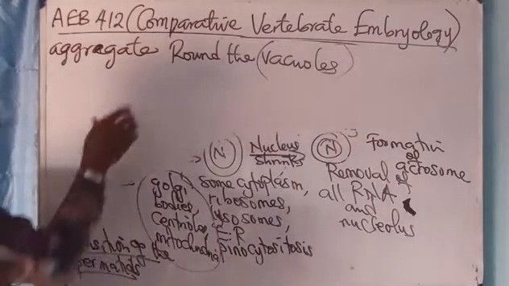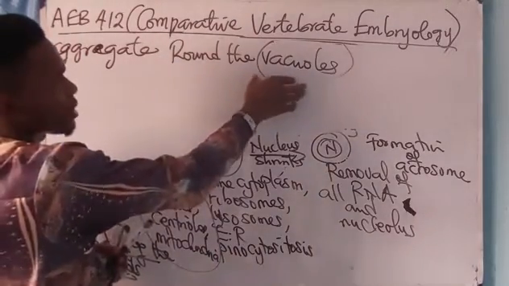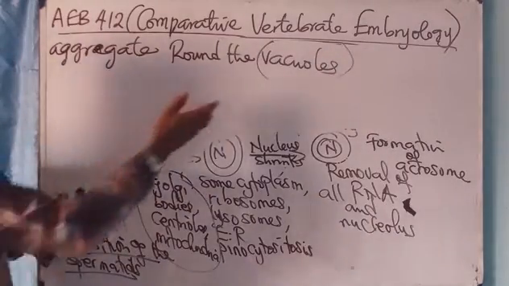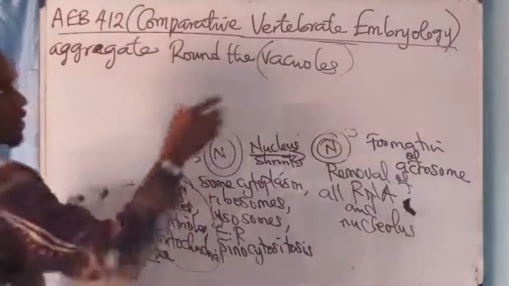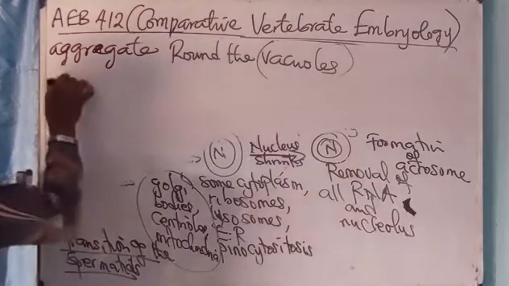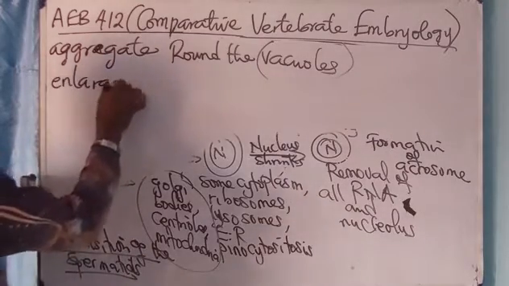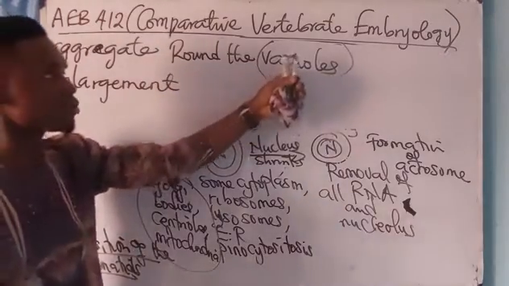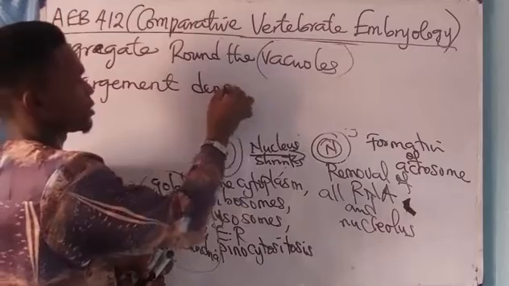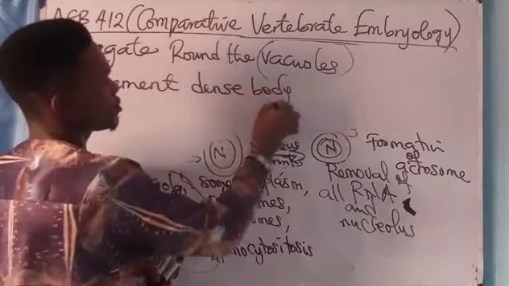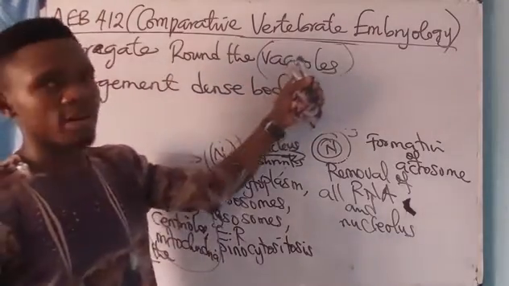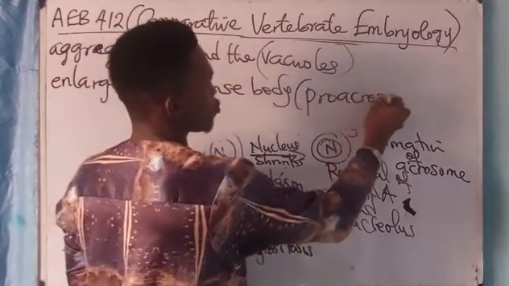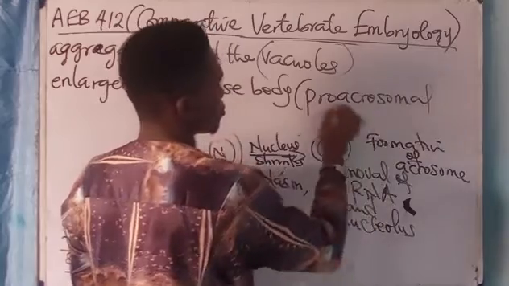But that is not it. Now, as soon as they aggregate themselves around these vacuoles, there may be one or more vacuoles, and they will increase in size. They will undergo enlargement. And inside this vacuole, you have a dense body. This dense body found inside the vacuole is called proacrosomal granule.